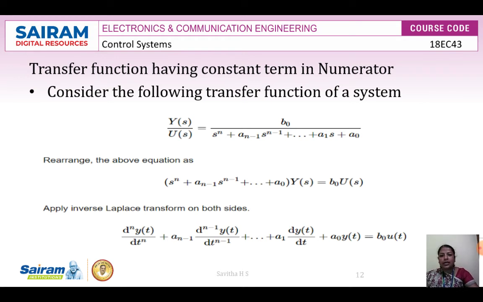Consider the following transfer function. Y of s by U of s is b0 divided by s to the power of n plus a n minus 1 s to the power of n minus 1 up to a naught. Rearrange the above equation as s to the power of n plus a n minus 1 s to the power of n minus 1 up to a naught into Y of s is equal to b naught into U of s. For the above expression, we apply the inverse Laplace transform on both sides. That gives d to the power n y of t by dt to the power n plus a n minus 1 d to the power n minus 1 y of t by dt to the power n minus 1 up to a naught y of t is equal to b naught u of t.